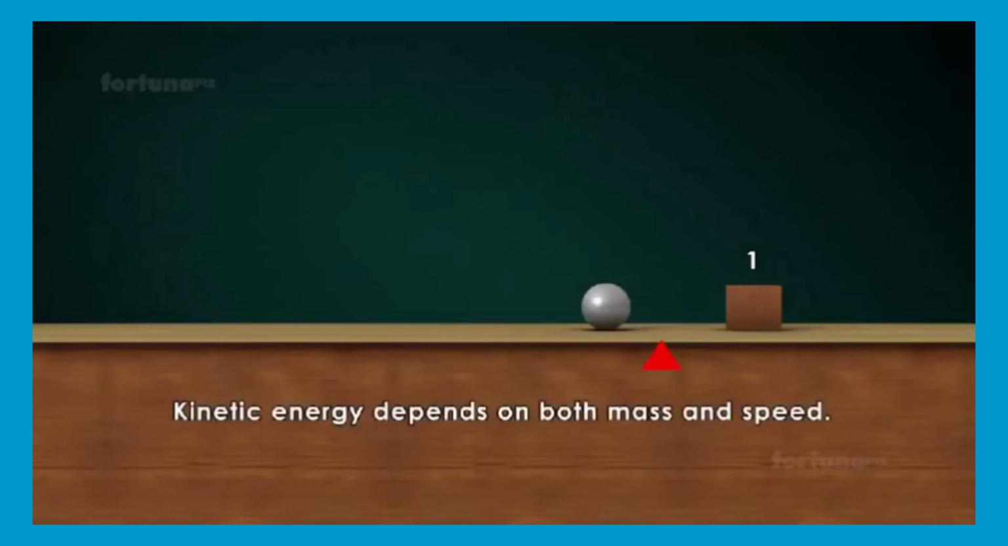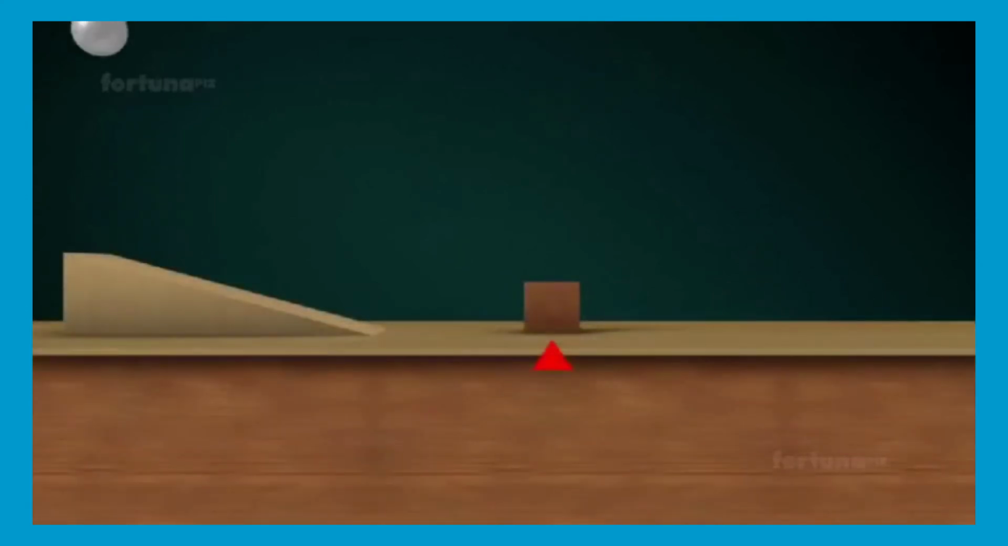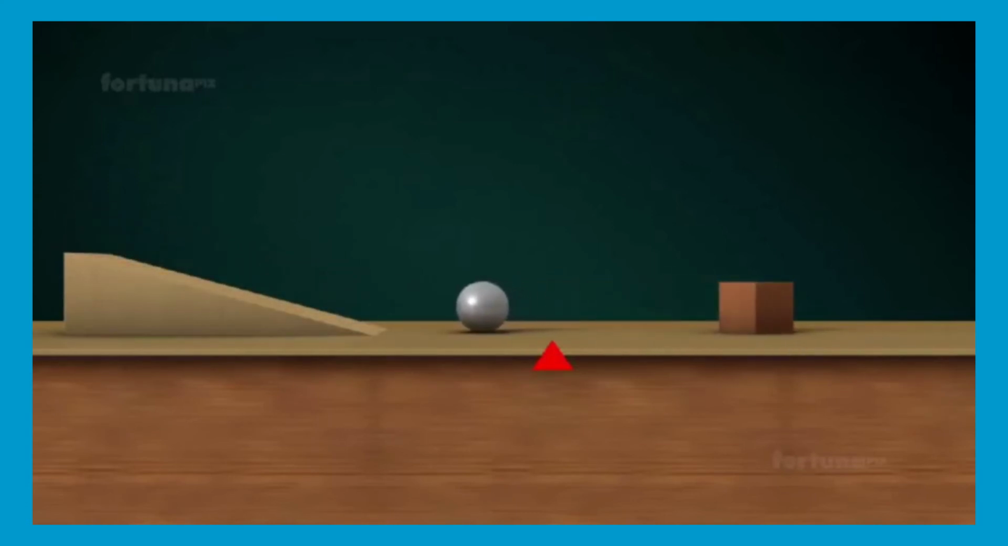An object's kinetic energy depends on both mass and speed. Let's go back to our ball. This time, we will place the ball on an inclined plane. If we place the ball on top of the incline and let it go, it will quickly roll down, hitting the wooden block with greater energy than before, and still pushing it forward. But note the new position of the object. This time, it has been moved farther than before.